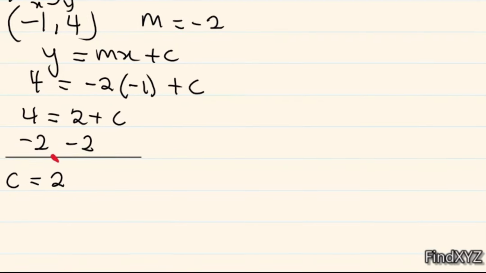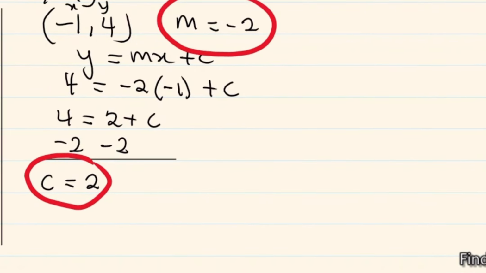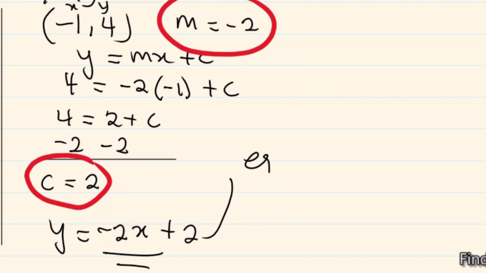So now that we have c and m, we just have to substitute them in the slope-intercept form. So we have y is equal to, what is m? Negative 2 multiplying x plus 2. This is the equation of the line.